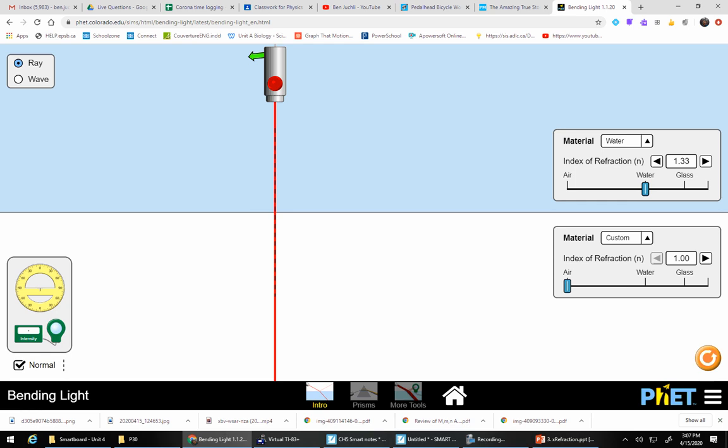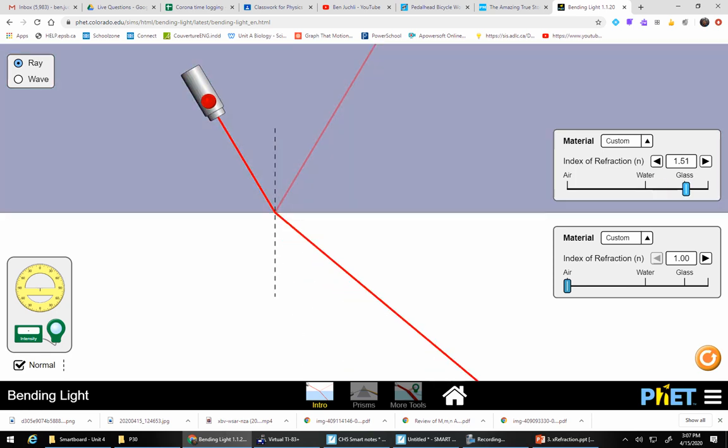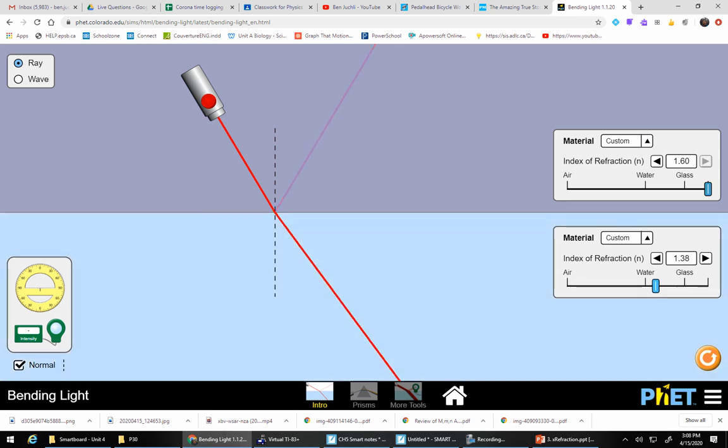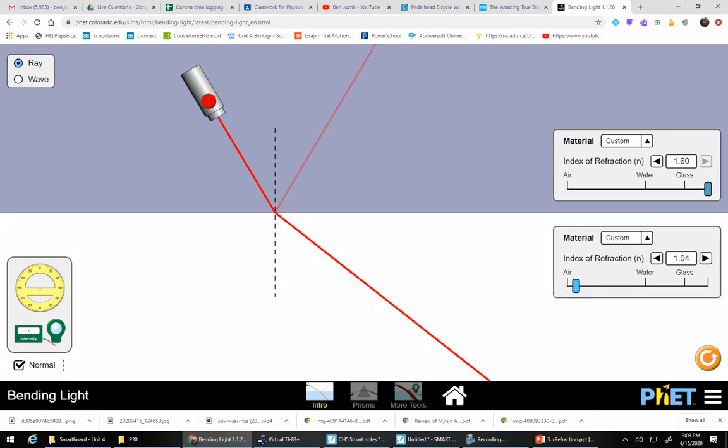Perfect. And also same thing, I guess I could show you this as well. The bigger the difference between the two, so let's set that up there, the more bending we actually see. So from same optical density up to the maximum difference that we can actually have, the bigger the difference, the more bending of light we see. Perfect. So we've seen some patterns there.